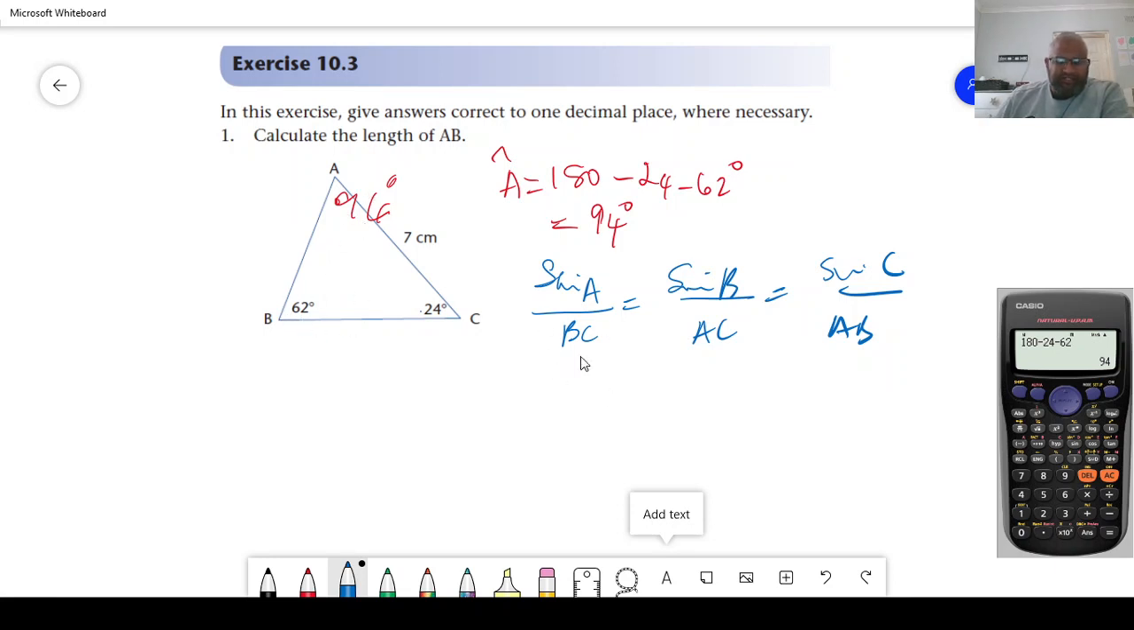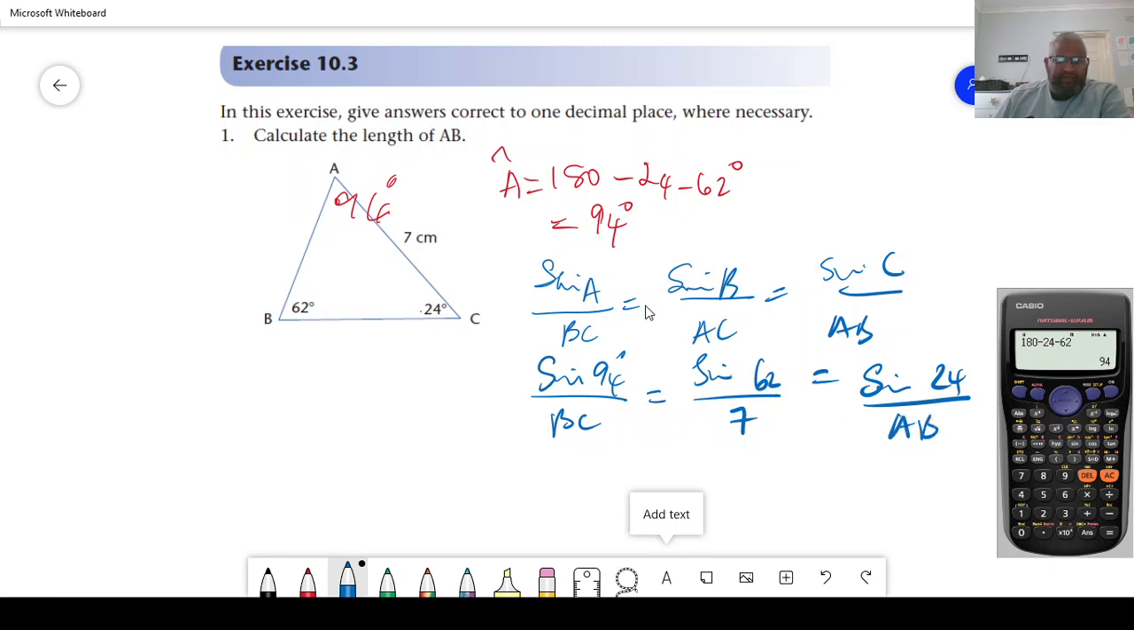Okay, so if we take this into account, sine of angle A, which is 94 degrees, over BC equals sine of angle B, which is 62, over AC, which is 7, and there's my known ratio, equals sine of C, which is 24, over AB. Now looking at what is asked, I want you to calculate AB.